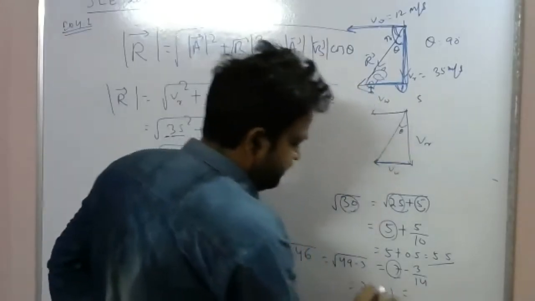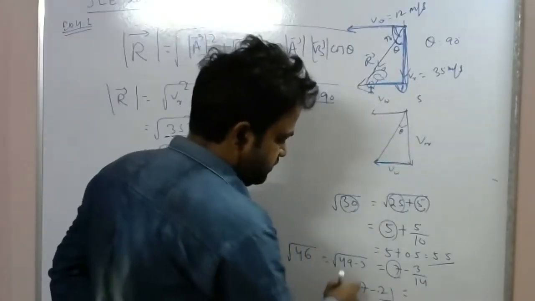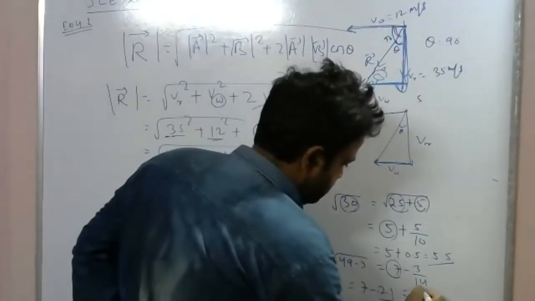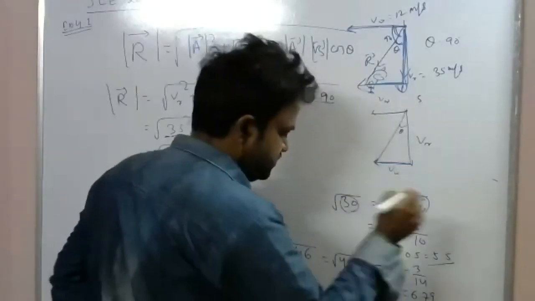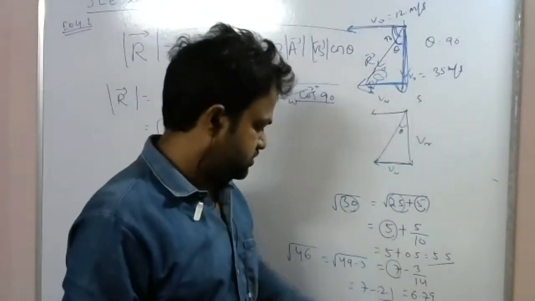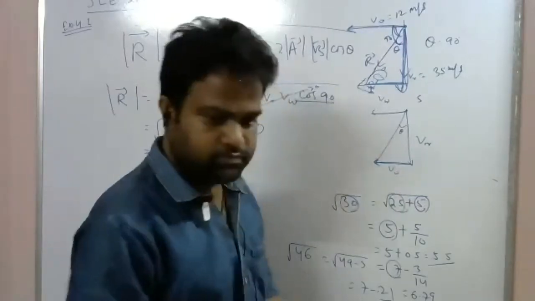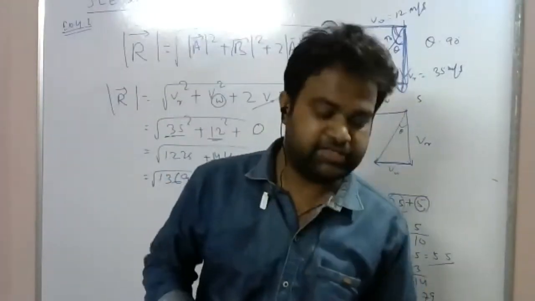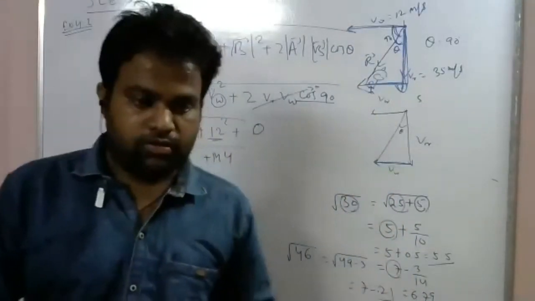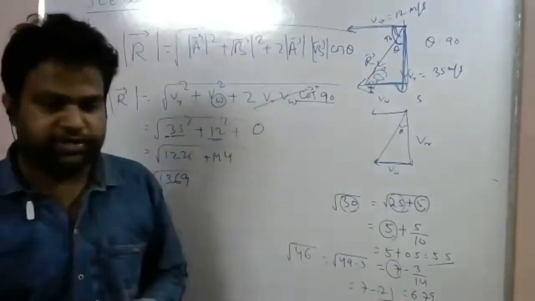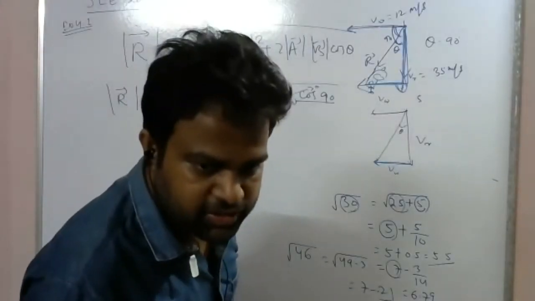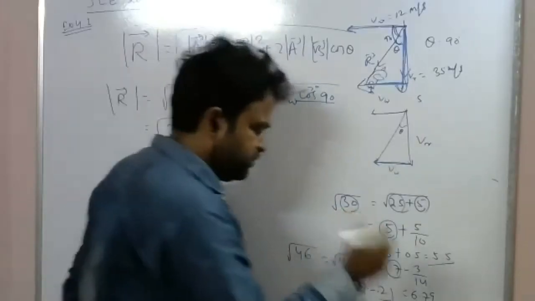Now subtract 7 minus 0.21. So it will be 6.79, isn't it? Check with your calculator. Is it coming 6.79 or not? Anyone can check. Can you check in the Google calculator? What is the square root of 46? Anyone can write? I can check. Yes, 6.78.